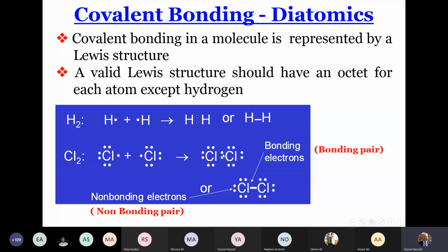But we have to make a difference between these types of dots. The two dots that are not involved in the bonding are called non-bonding electrons or non-bonding pair. And the dots responsible for the bond are called bonding electrons or bonding pair. For this reason, I prefer to make the difference between the bonding electrons and non-bonding electrons. For bonding electrons we use the dash instead of dots, and for non-bonding electrons we use the dots.